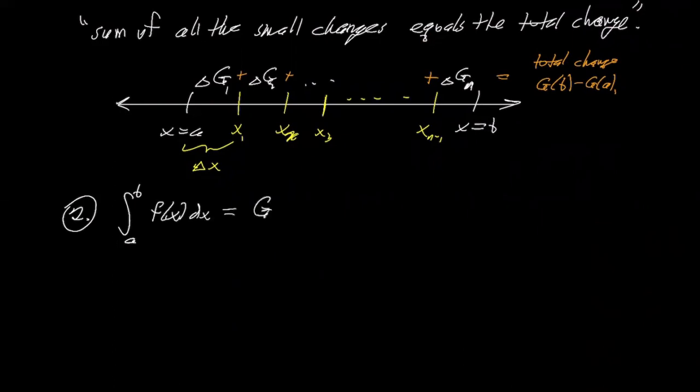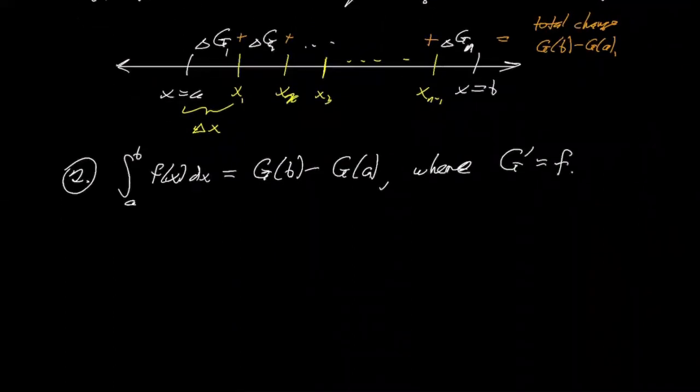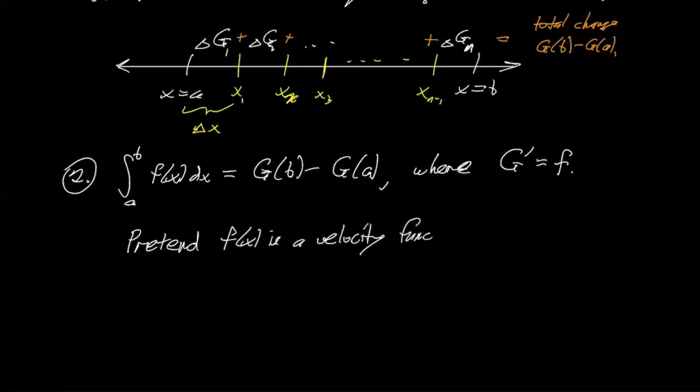G of b minus g of a, where the derivative of g equals little f. Here's my second argument, and it actually harkens back to what we've been doing in the past week, a week before. Pretend f of x is a velocity function, tracking the velocity of some particle.